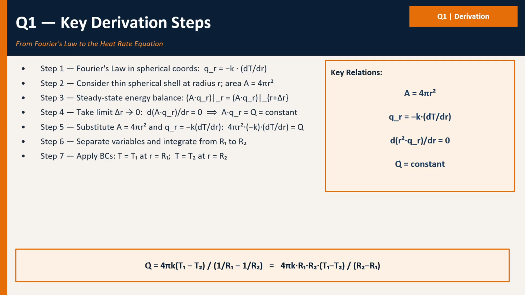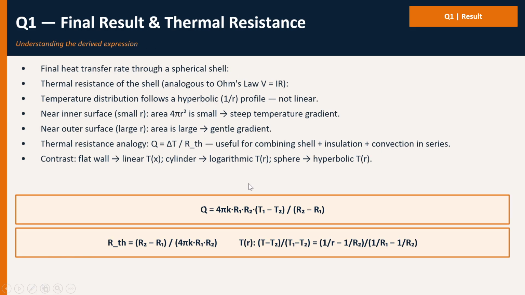And then we separate the variables and integrate from R1 to R2. Then we get an integration constant C, which, by applying the two boundary conditions, we can solve. And then the final result will be something like this: Q equals 4 pi K R1 R2 times the temperature difference divided by R2 minus R1.